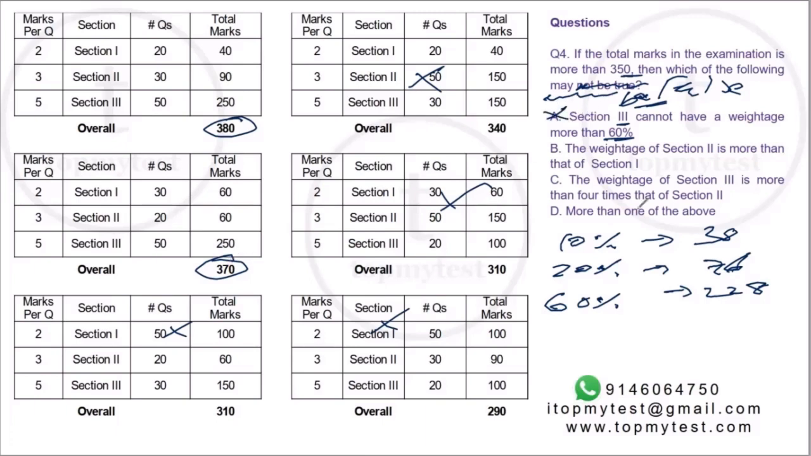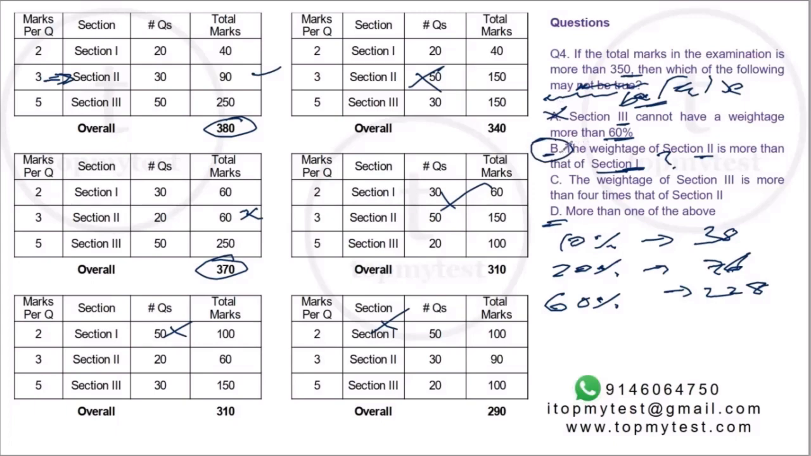Now the problem is there is a "more than one of the above" option, so I'll have to check one or maybe another one. Okay. B says the weightage of section 2 is more than that of section 1. Now it is true in the first case, right? It is true in this case, but it is false in this case. So this statement also may be false in certain cases. This is a maybe false, so I'll accept this also.